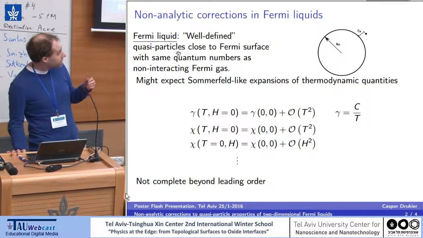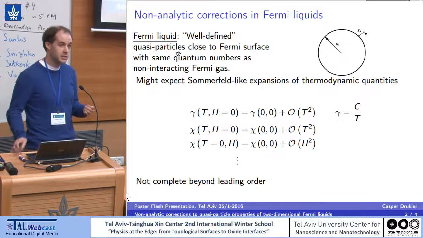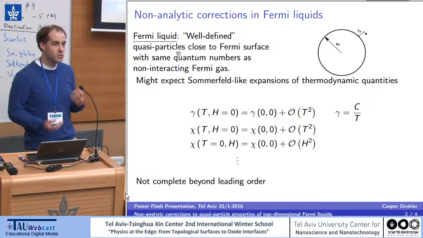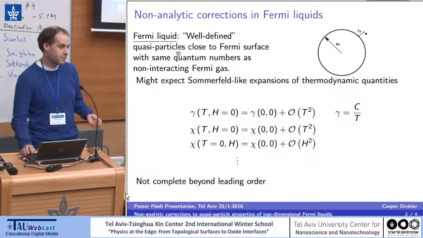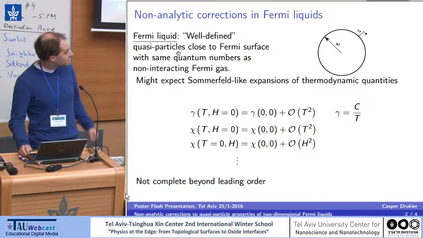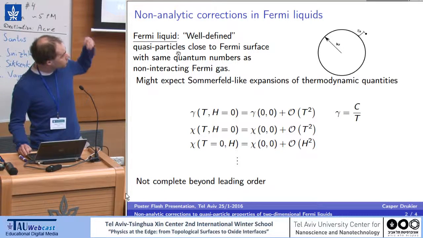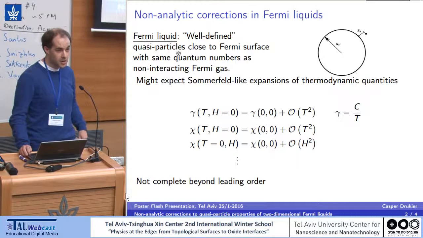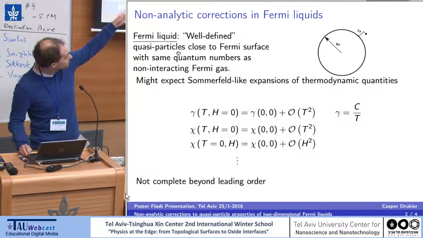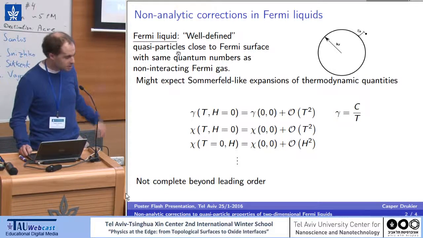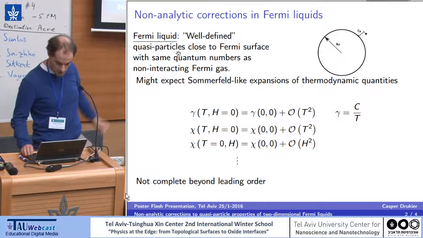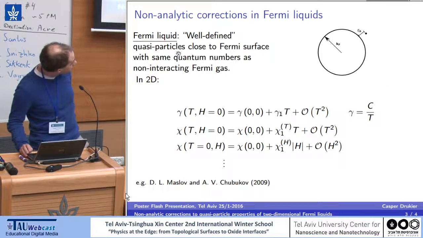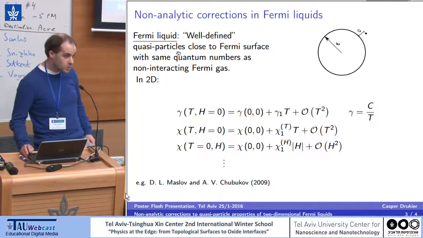When we usually think of Fermi liquids, we think of essentially a gas of non-interacting quasi-particles, which have the same quantum numbers as a free Fermi gas, except that they're renormalized. So if I switch on a magnetic field or go to finite temperatures, I might expect some familiar Sommerfeld type expansions, for instance for the heat capacity divided by temperature or for the susceptibility. However, this turns out not to be entirely correct beyond leading order.